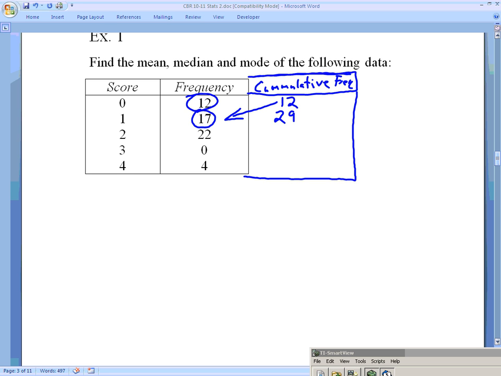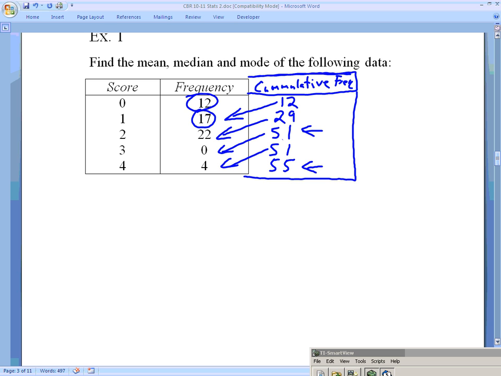And now I add on the 22 that I had, which were all twos. And so I'm now up to 51. And then I add nothing to that, and I'm still at 51. And then I add 4 more to that, and I'm up to 55. So 55 pieces of data here in total. And so that's cumulative frequency. How many numbers were a 2 or less? Well, I can look right here. 51 numbers were 2 or less. How many numbers did I have in total? 55. So lots of things I can do there.